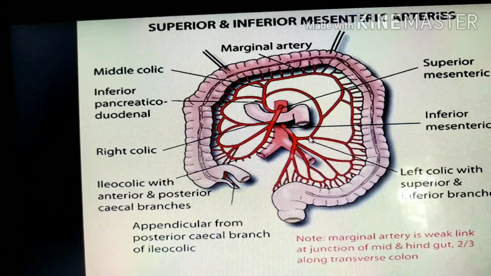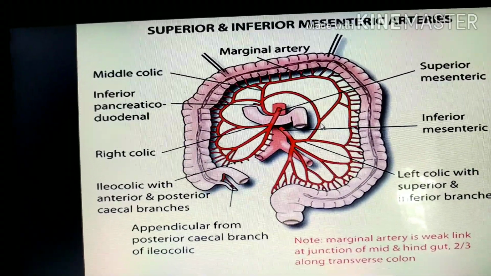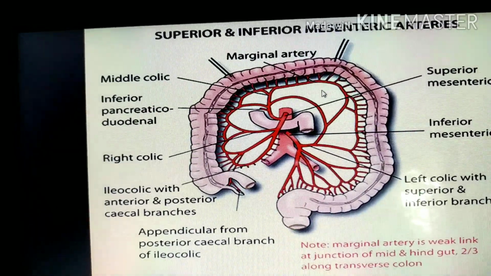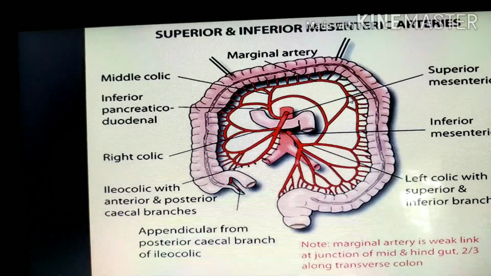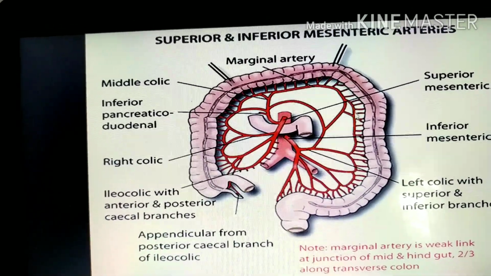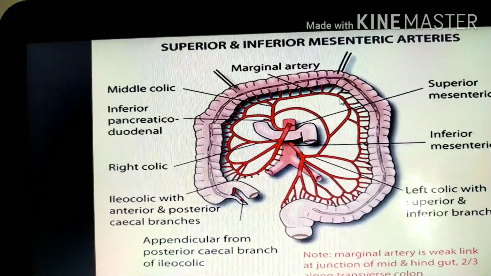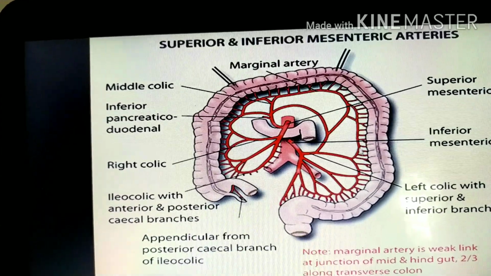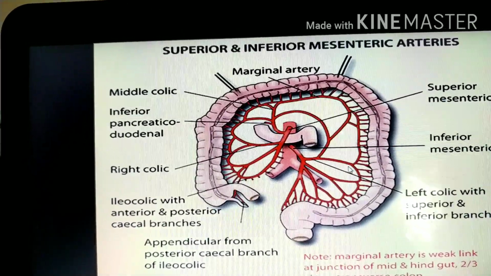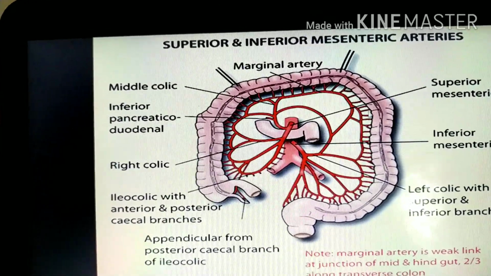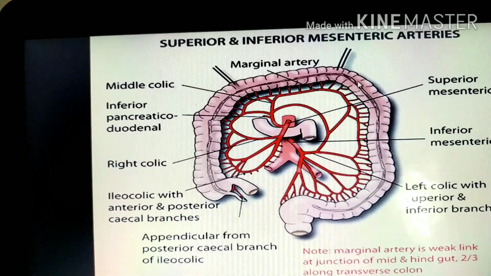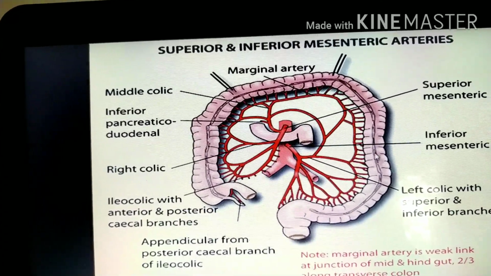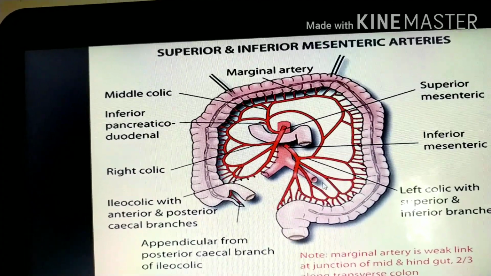Now left colic artery runs in an upward direction behind the peritoneum in the left upper infracolic compartment. In the transverse mesocolon, at this level it is divided into the superior branch and the inferior branch. This superior branch anastomoses with the left branch of the middle colic artery, and this inferior branch anastomoses with the highest sigmoidal artery. So this branch supplies the left one-third portion of the transverse colon and the upper part of the descending colon.